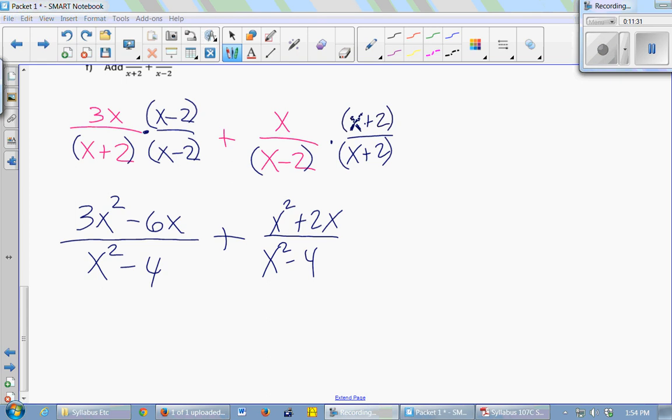All right, so the whole point of getting the common denominators is so that I can add the two fractions together, right? Once you have a common denominator, the way you add the fractions is you just add the numerators, and the denominator stays the same. So this is going to be an x squared minus 4 on the bottom, and then I combine like terms. I've got a 3x squared and an x squared, that makes 4x squared. Negative 6x plus 2x is negative 4x. Yep, good enough.